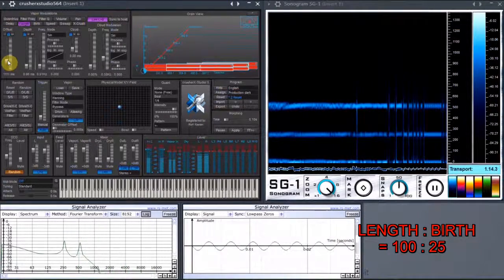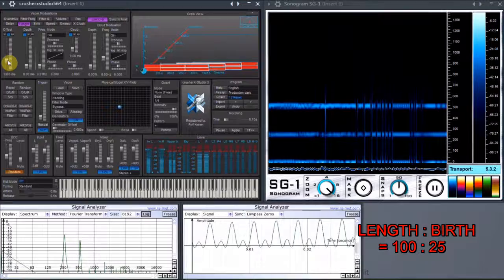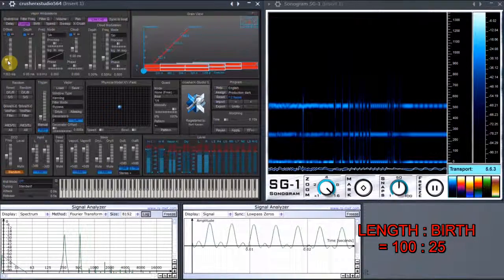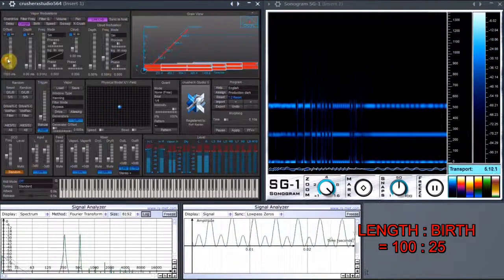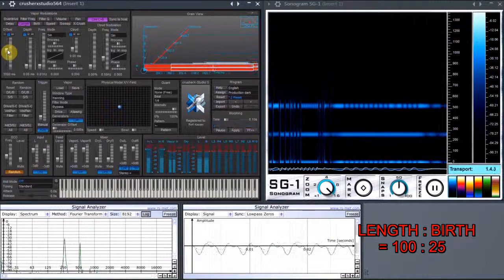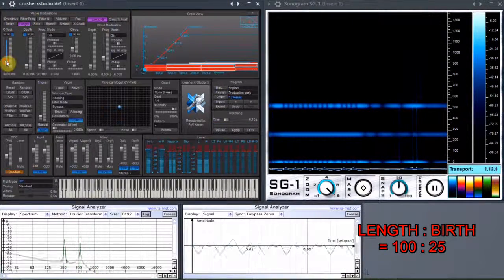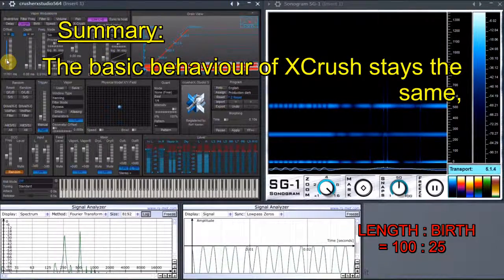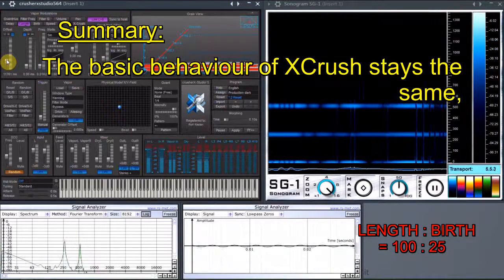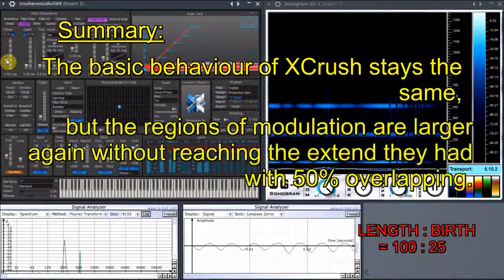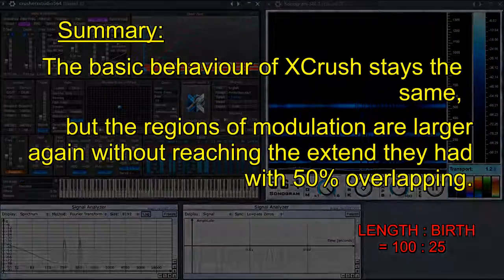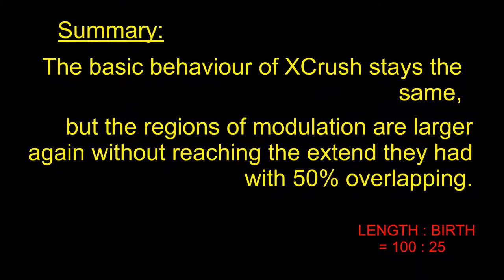And above 1000 milliseconds up to 60,000 milliseconds, the strength of modulation as well as the loudness fluctuate with even lower frequencies. Summary. The basic behavior of XCrush stays the same, but the regions of modulation are wider, larger again, without reaching the extent they had with 50% overlapping.